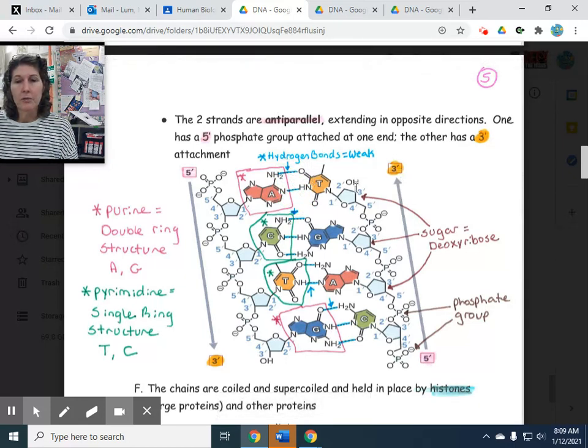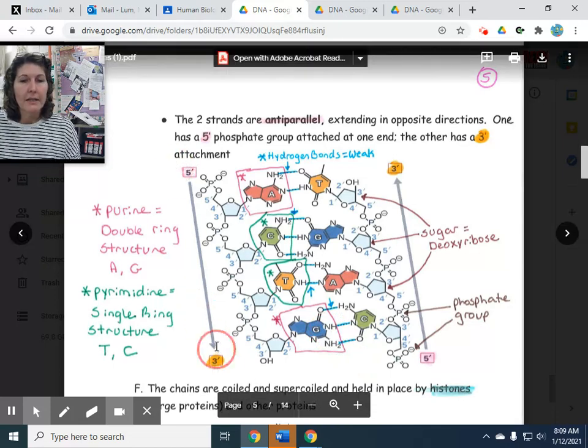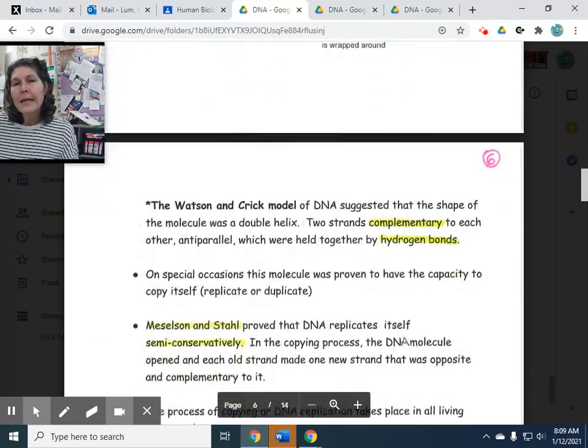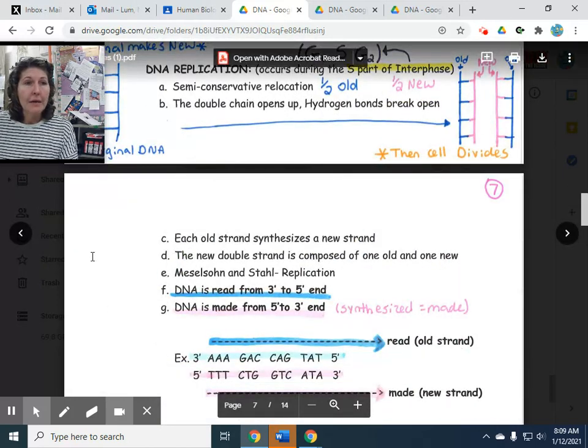So I would go, here's one side of my old strand, T goes with A, G goes with C, A goes with T, C goes with G. I'm going to keep going through. This one gets read in this direction. As I'm reading it, I'm putting new base pairs in. As I'm reading it, I'm making my new sides. I'm making this pink side here. So as I'm reading my old strand 3' to 5', I'm making it 5' to 3'. They're going to run in opposite directions.